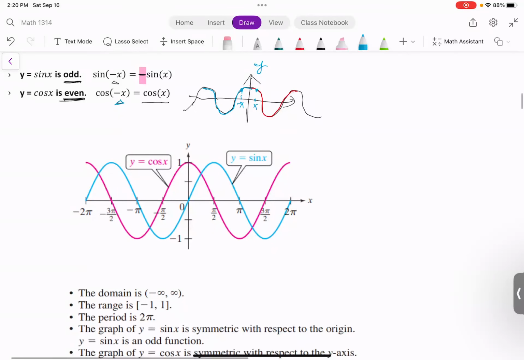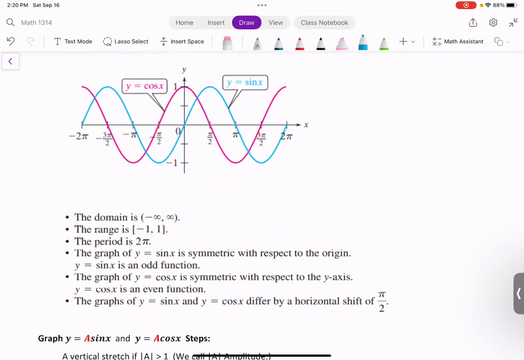All right, if I graph sine x and cosine x in one xy plane, you will see the blue curve is sine x, the pink curve is cosine x. So what is the domain? If you can see from the graph, what is the domain of the sine and cosine? Domain means all the x values. So the domain is all the real numbers because they go all the way to the left and to the right. So they will not stop. So that's all real numbers from negative infinity to infinity.